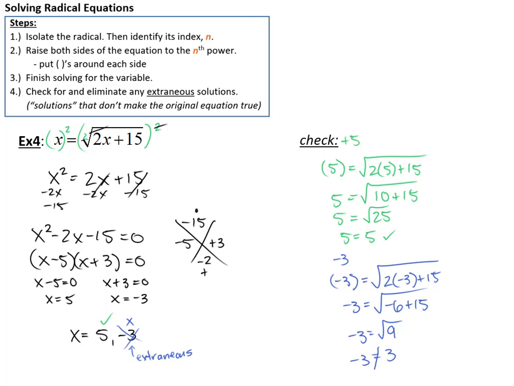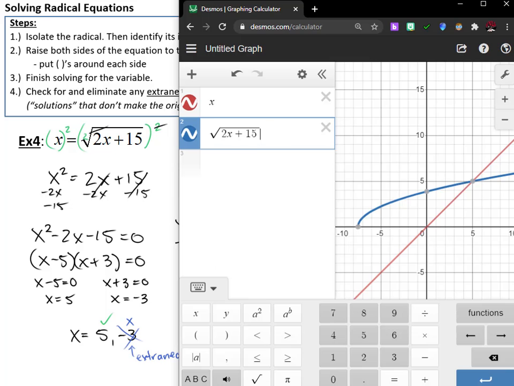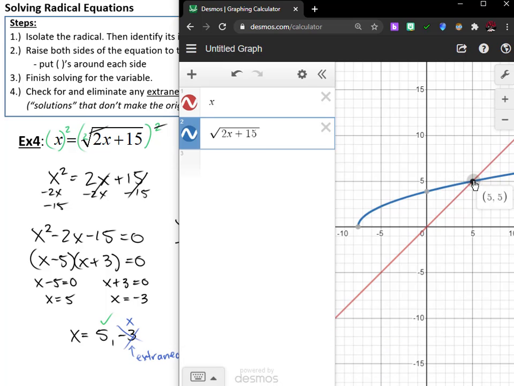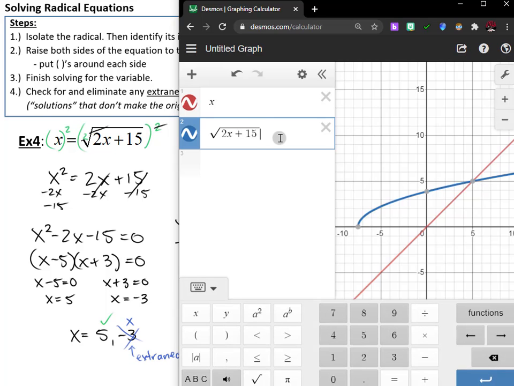In fact, if we look at the graph, we'll even see why. Here are the graphs. Here's the left side, just x in red, the line y equals x, and then here's this square root graph. The one point of intersection where they're equal is an x value of 5. And if you check at the x value of negative 3, you see they are not intersecting there. That was a false solution, an extraneous solution. We'll practice more of these in class. Just make sure you're always checking when you're solving for radicals.